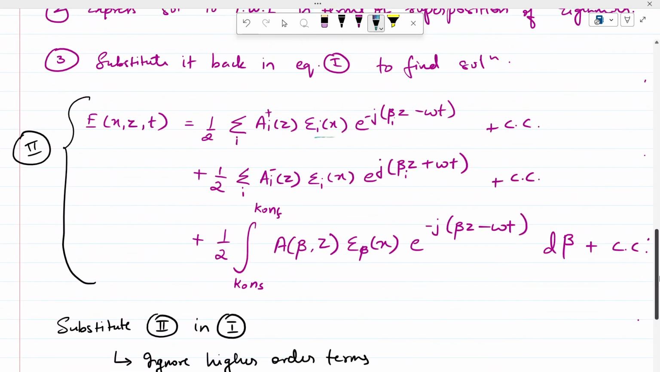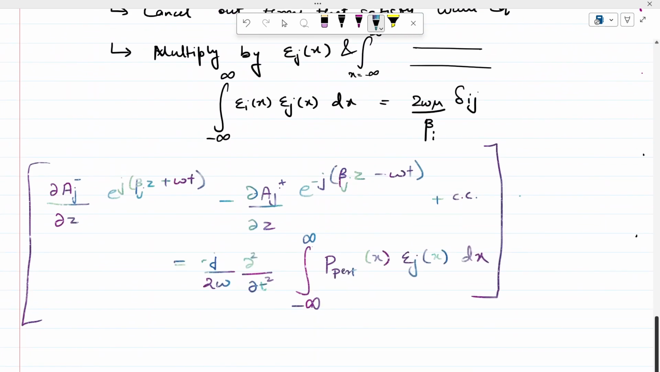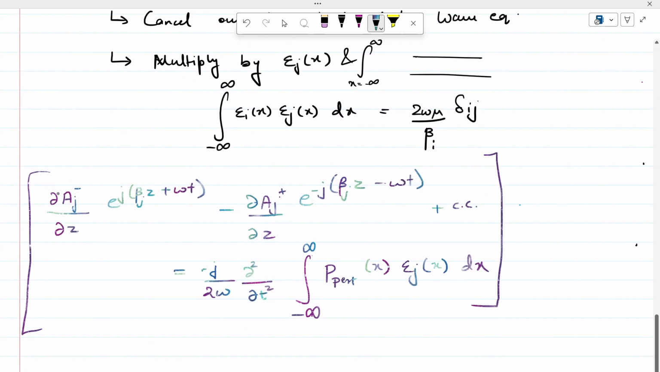Right. So after all those simplifications, what we had left is the perturbation term. We don't know what the perturbation is till now. We have not assumed any particular form of the perturbation. So the perturbation term is left, and the rest of the terms are just the change in the magnitude of the forward propagating wave and the backward propagating wave with respect to z, and the oscillating term with it. Right. So now to go ahead, we need to know what the perturbation is.